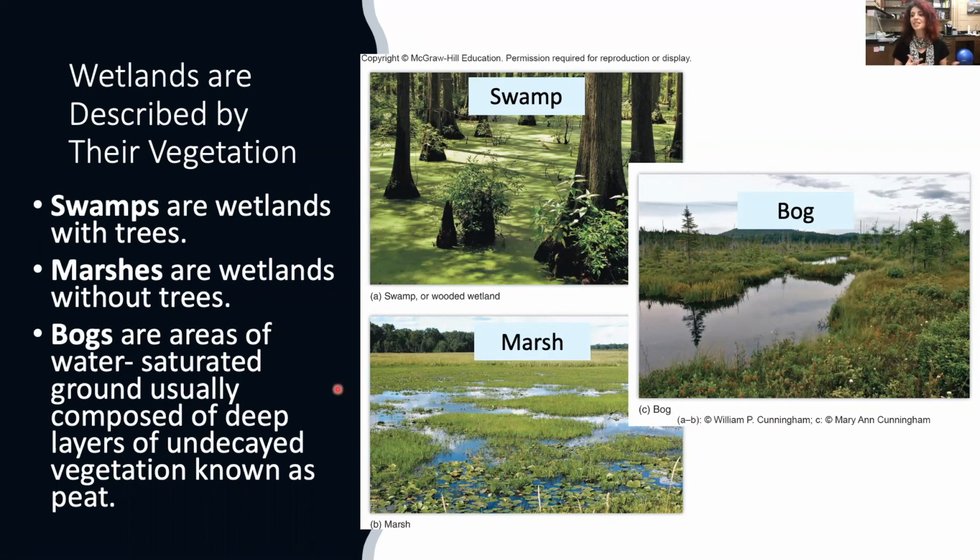And then finally, bogs are areas of water saturated ground, usually composed of layers and layers of undecayed vegetation material that we call peat. And peat is the very first stage of making coal. And so, way back when we had the Carboniferous period on Earth, a lot of the land masses on Earth were covered in bogs and accumulating this undecayed detritus material, accumulating peat, and through burial and eons of geological time, that peat eventually became coal for us to harvest for fossil fuels.